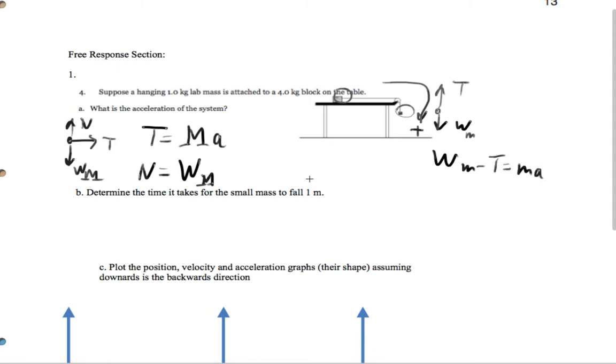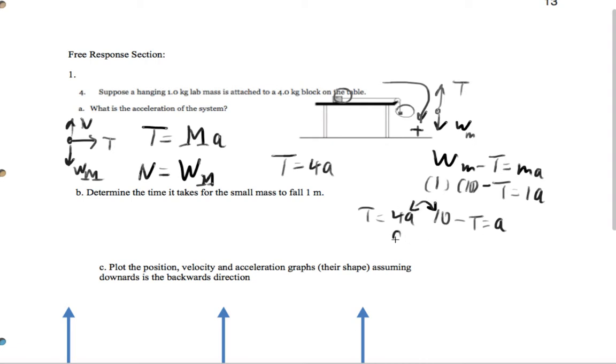So let's just plug in what numbers we have. So we know that tension equals 4 times A. We have that the weight, which is going to be 1 times 10, minus tension equals 1 times A. So we actually have two equations we need to solve. We're going to have tension equals 4A, 10 minus T equals A. And I'm going to actually let you do the work of figuring out this algebra. And when you do, you should get an acceleration of 2 meters per second squared.